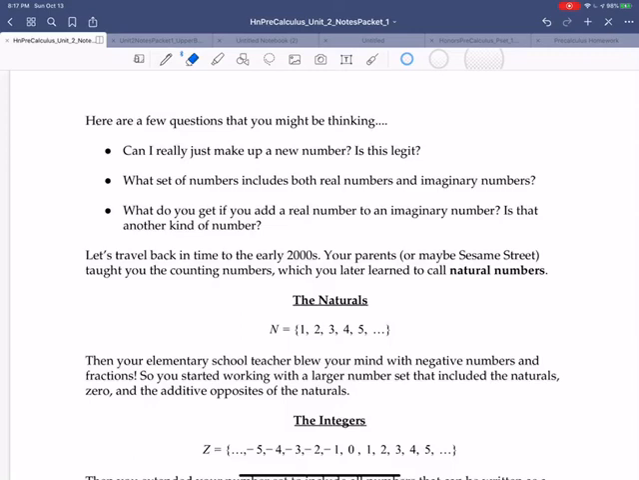So you might be thinking, can I really just make up a new number? Is this a legitimate step? What set of numbers includes both real numbers and imaginary numbers? What do you get if you add a real number to an imaginary number? Is that another kind of number?